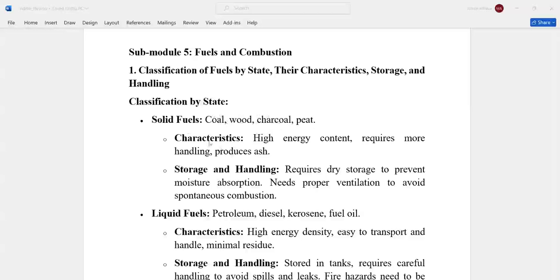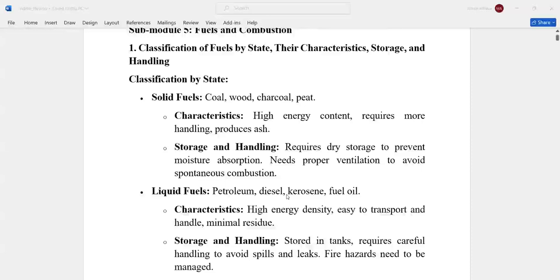The characteristics of solid fuels is that they have high energy content, they require more handling, that is, they come in large quantities, and so they tend to become bulky. They also require a lot of space to store. They also produce a lot of ash. Then the storage and handling, we have already said, they require dry storage to prevent moisture absorption, and you also need proper ventilation to avoid spontaneous combustion.